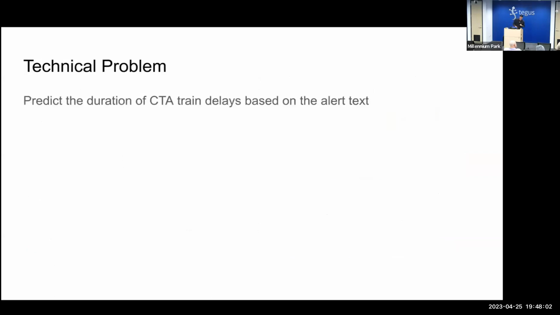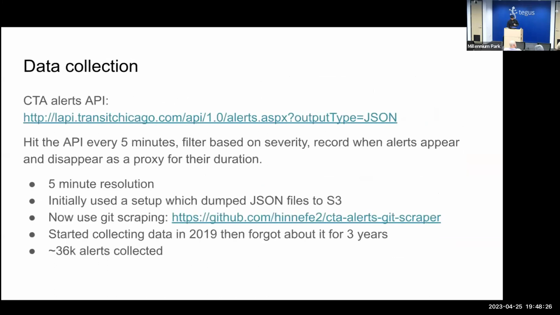The technical problem is, can we predict the duration of a CTA train delay based on the alert text? Keith, my former colleague, had a really good question when I came in and said I was doing this talk. He was like, did you have to use an LLM for this? Is the LLM useful? That's a really good question. But the truth is, I think yes, it is, because it's all the data that we have. I'll talk about that in a second. All we have is unstructured text data on this.